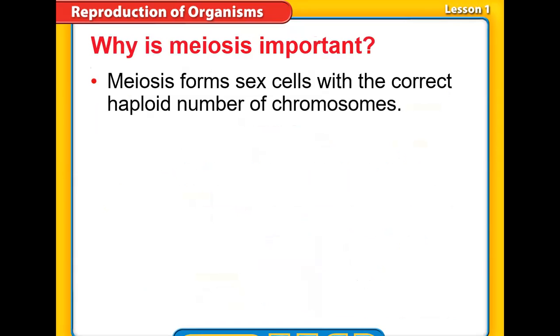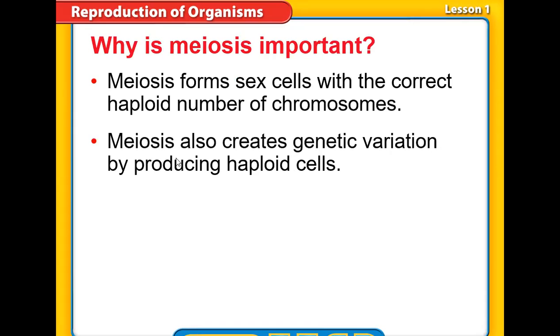Then we ask a very important question. Why is meiosis very important? Actually meiosis is very, very important because meiosis causes the formation of sex cells which have half the number of chromosomes, haploid cells. Why is it important? Because after fertilization, the zygote will have a complete number of chromosomes. So meiosis helps to maintain the number of chromosomes constant in a species. So that's a very, very important process, okay?